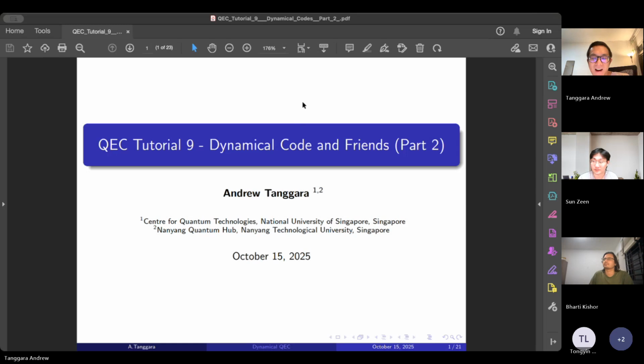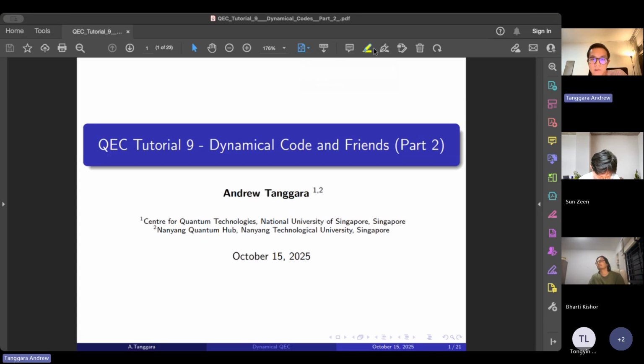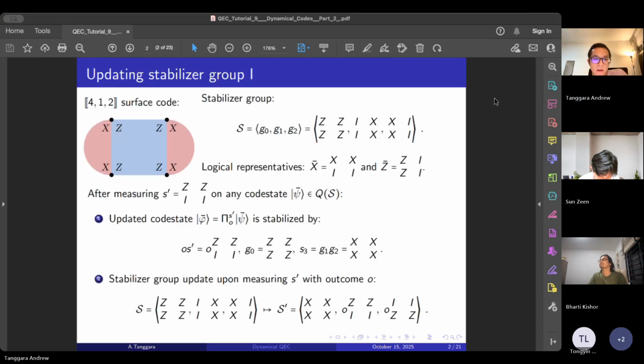Yeah, cool. Awesome. I'm just gonna continue on this dynamical code stuff from last time. I'm just gonna first recap what I covered last time, and then I'm gonna go through some new stuff as well. Right, so first I'm just gonna recap how you do this stabilizer group update.